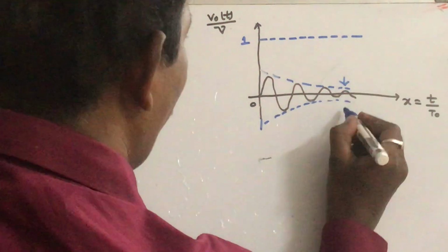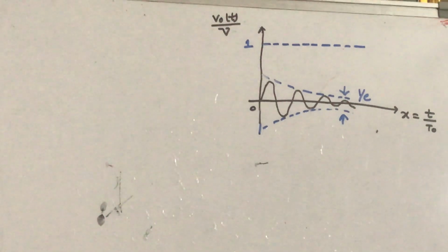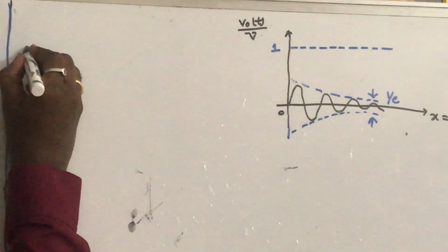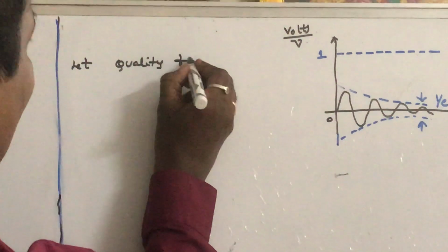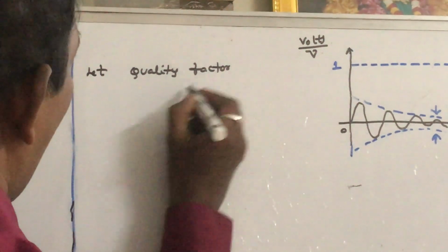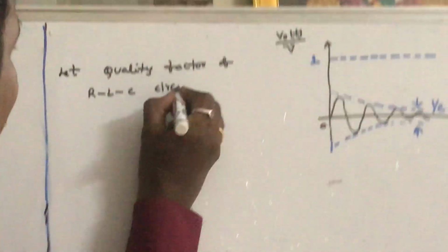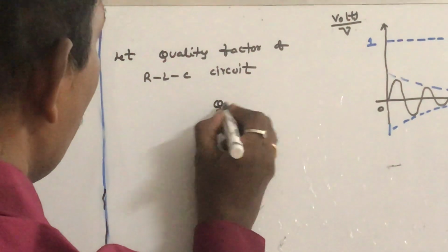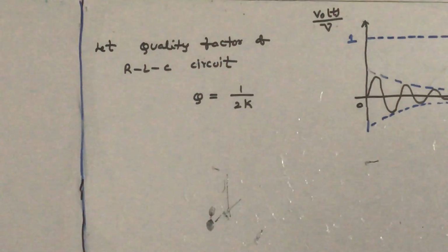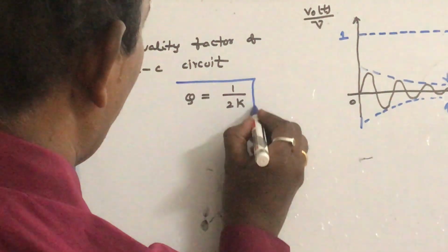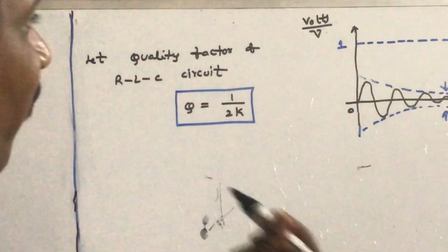So let us mark one factor here, 1 by e. I define one more parameter here. Let us define the quality factor of the RLC circuit as Q is equal to 1 by 2K. Let us define this, and one more parameter we define.